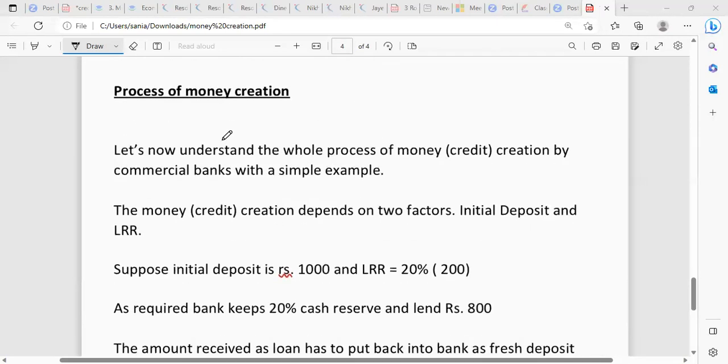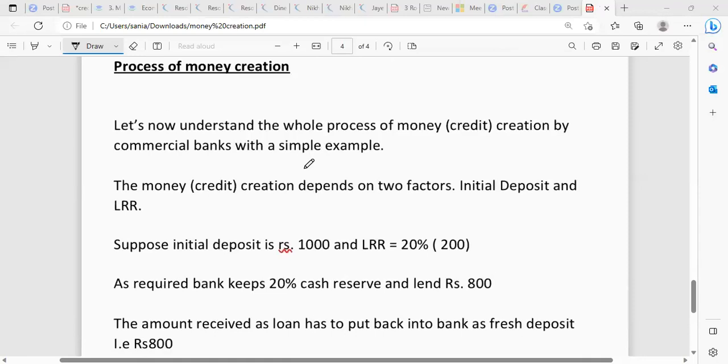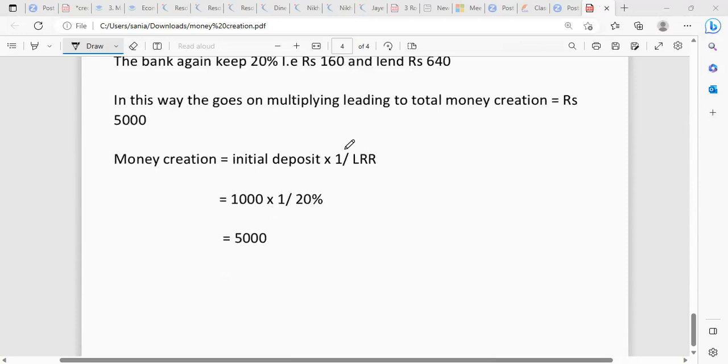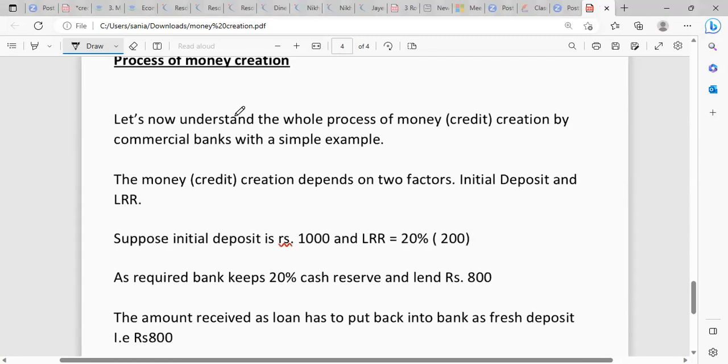Now, this is basically the explanation of whatever you did in the question, numerically. Over here, the formula for money creation, I have just written: initial deposit multiplied by 1 upon LRR, which is the money multiplier. Instead of writing money multiplier, I wrote the formula, right? So they are both the same thing.